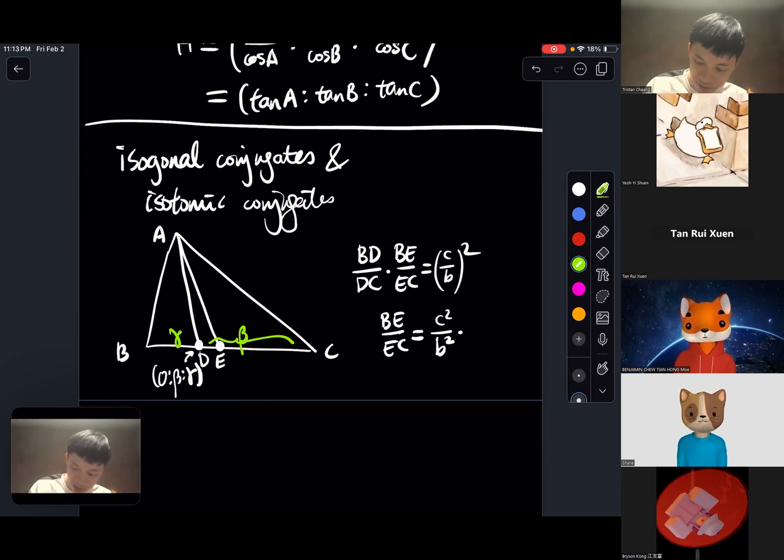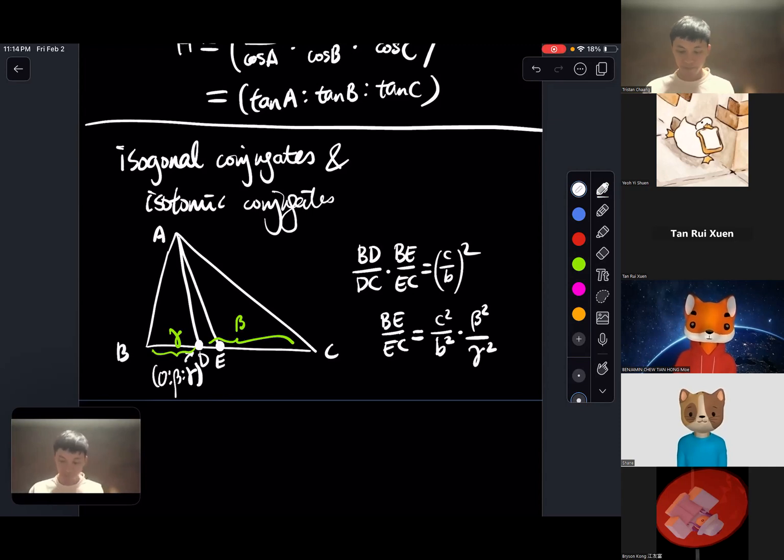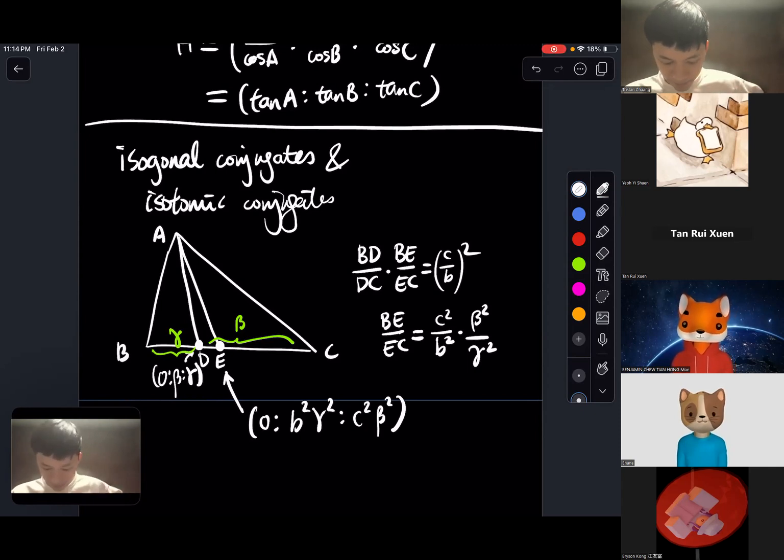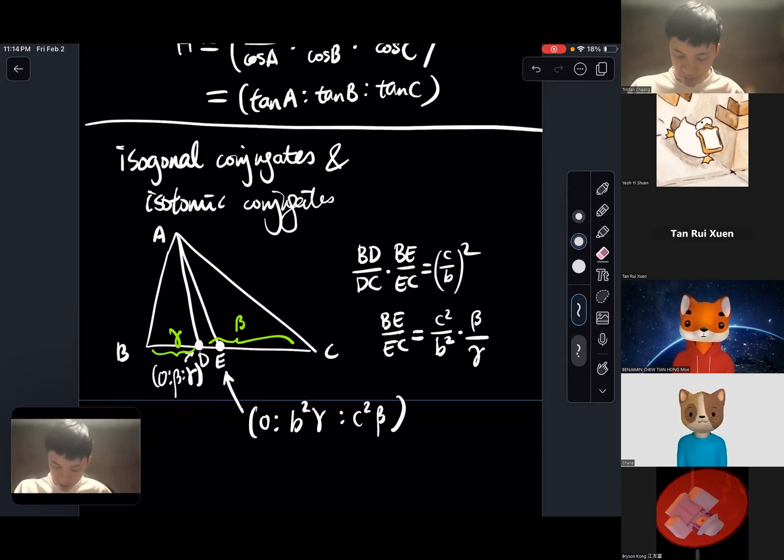So that means BE over EC is just C squared over B squared times, let me write this, beta, this is gamma, DC squared, so beta squared over gamma squared. Yes. So E has coordinates, copy that down, B squared gamma squared, C squared beta squared. Okay. Sorry, there's no square here. My bad. Square, square.